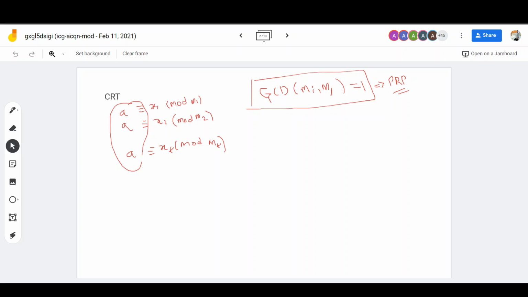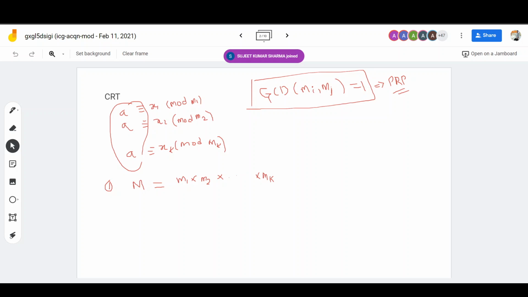In the last class I told you there are 3 steps. In step 1, what will we do? You have to compute capital M. How will we compute capital M? Capital M we compute with the help of small m1 into small m2 into, and so on, into small mk. Why? Because we have k values here.